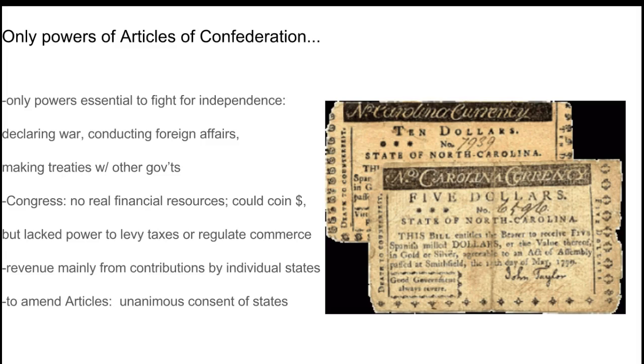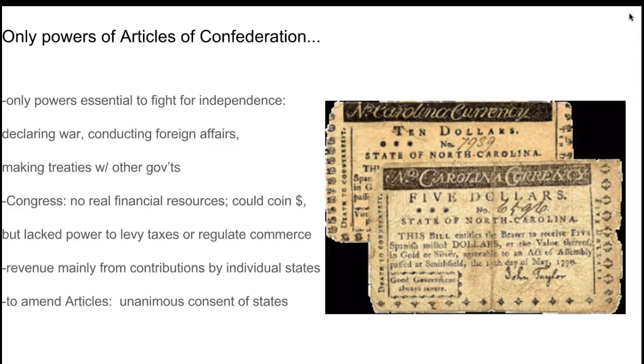The only thing that the Articles of Confederation could do, it was all about the war. They could declare war, they could conduct foreign affairs, they could make treaties with other governments. That was it. Congress had no money other than what the states decided that they would throw in. The states could make their own money. So you had 13 states printing and coining their own money. That means that Georgia and South Carolina would have different money than North Carolina or Virginia. Everybody had their own money.